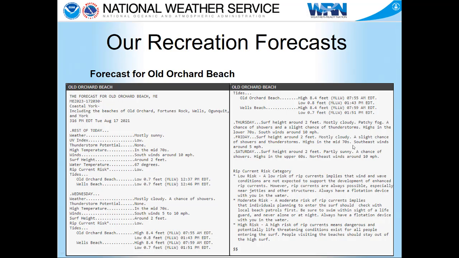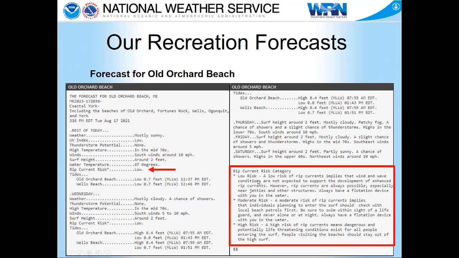This is for one of the local beaches here at Old Orchard Beach. And you'll notice you get a detailed forecast for the next couple of days with all different aspects of the weather, water temperature, things like that. But then you'll also notice right here we have the rip current risk, and over here at the end of the product is an explanation of what that risk translates to in real life. So it's pretty intuitive. The higher the risk, the greater the risk of rip currents.